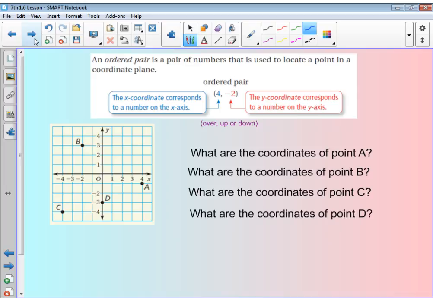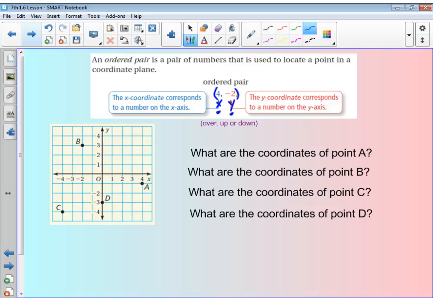Okay, so an ordered pair is a pair of numbers that is used to locate a point in a coordinate plane. So as an example of an ordered pair, we've got a set of parentheses here, and inside of that set of parentheses, I have 4, -2. So 4 is my x, and -2 is my y coordinate. And the way that I tend to look at these is I always think I'm going to go over to what number, which is my first number stated, my x, and then I'm going to go up or down to the y, or the second number stated.